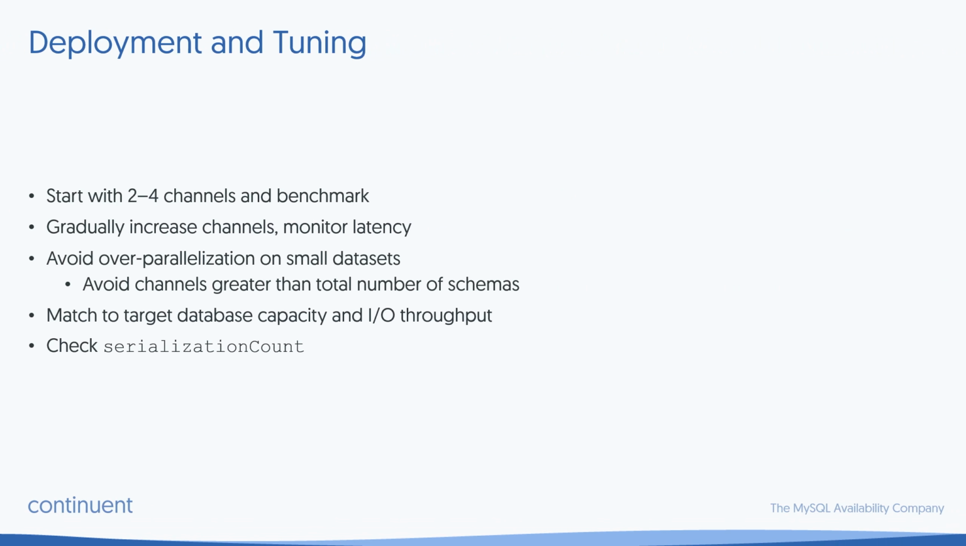Ensure your target database can handle concurrent writes, especially for IO bandwidth and locking contention. The sweet spot often comes from balancing apply concurrency with database resource limits rather than simply maxing out those threads. The other one is to monitor the serialization count to see the effectiveness of parallel apply.